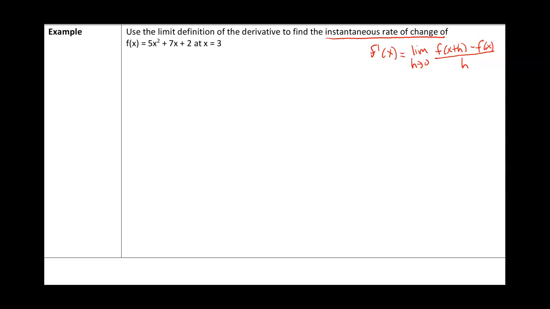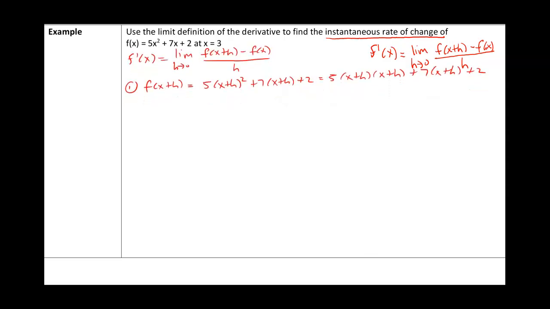Okay, so we have to find the difference quotient first before we can take the limit as h approaches 0. So let's break this up into three parts. f of x plus h, and then f of x, and the whole thing together. So let me first find f of x plus h.